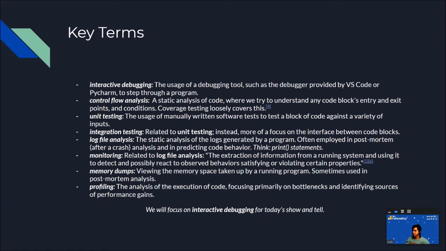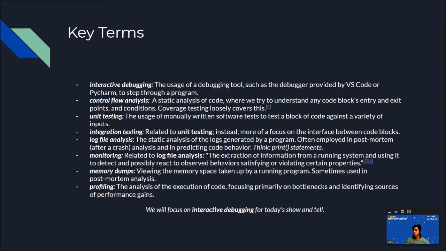We're almost done. Memory dumps: viewing the memory space taken up by a running program. It's sometimes used in post-mortem analysis. This is very important, especially when you're dealing with low-level system programs such as C, and you want to see where did I get this segmentation fault? If you understand, a segmentation fault is just when the running program tries to use memory that has not been provided to it, that it has not gained access to in advance.